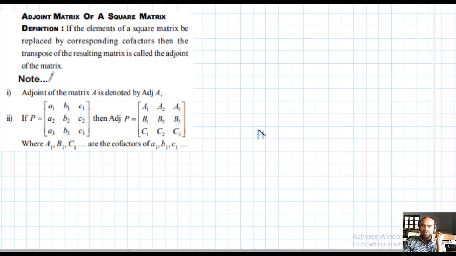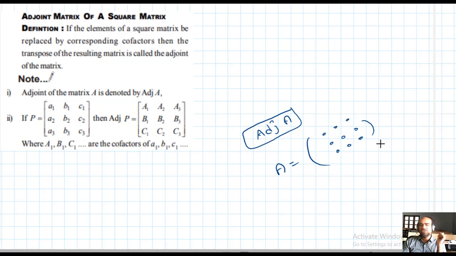Adjoint of a square matrix. I will write adj A. How do they define it? For example, a matrix is given, say 3 by 3. Any square matrix can be taken. You can find its cofactors, you can find cofactors for all the elements.